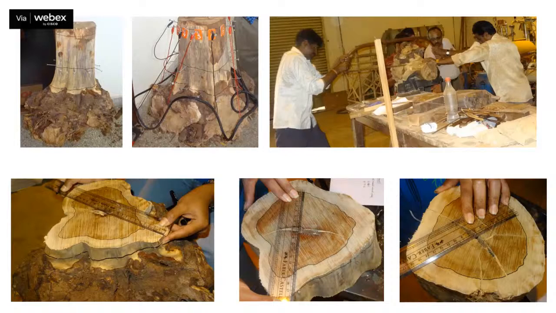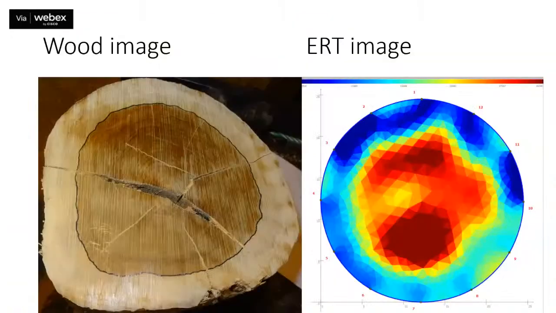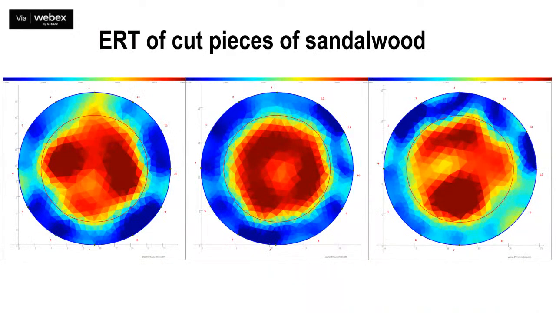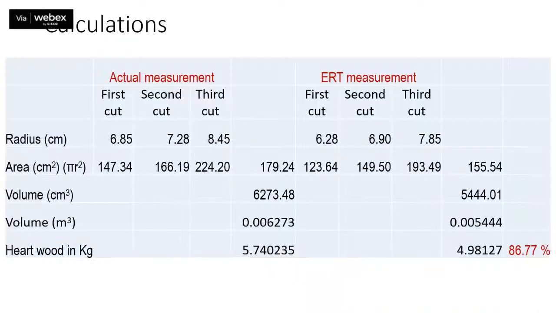We did this initially in our workshop by taking a sandalwood tree stump, and we measured at 3 heights. After cutting, we measured using a scale, and also the images were developed in ERT, and the images were measured. After measuring these images, we calculated nearly 86% similarity with the stump data we collected manually and the ERT.